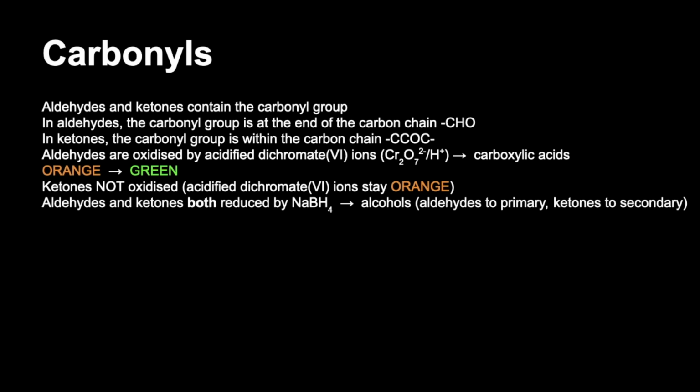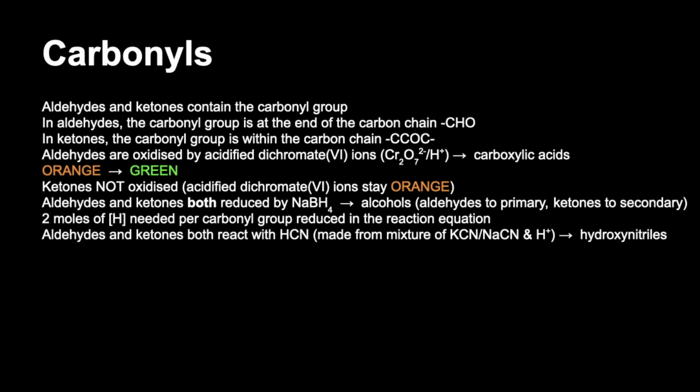Aldehydes and ketones are both reduced by the reducing agent NaBH4, and they both make alcohols. Aldehydes make primary alcohols, ketones make secondary alcohols. In the reaction, 2 moles of reducing agent are needed per carbonyl group reduced, and we use that H in square bracket symbol for the reducing agent. We don't put NaBH4 into the equation.